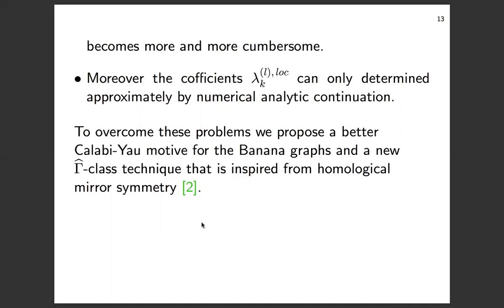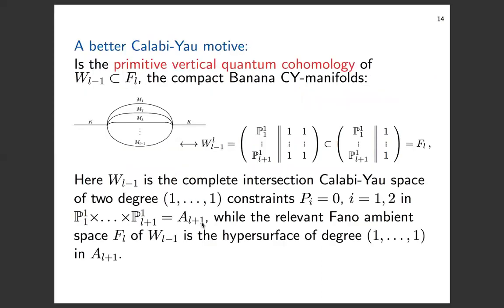So basically, to overcome these problems, in the second paper, we propose a better Calabi-Yau motif for this banana graph, and then new gamma class techniques that were actually inspired from homological mirror symmetry. So what is the better motif? So the better motif is the following. You look again at this Feynman graph, and you see they have these L plus one masses here. And what we realized, actually with the help of Matker and also databases on Fano varieties by Tom Coates and Corti, is that the good motif is you take a complete intersection in a product of L plus one P1s.